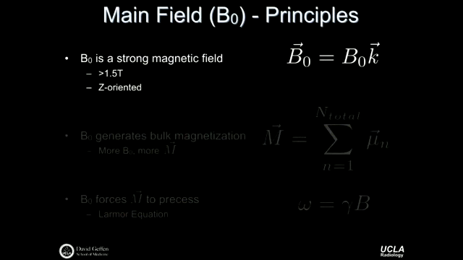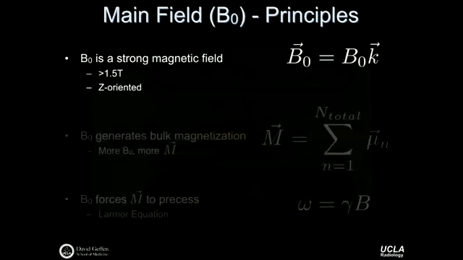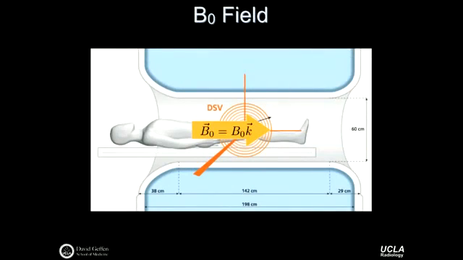Okay, so let's talk a little bit more about this B0 field. We talked quite a bit about it last time, but just a few more comments about it. Mathematically, this is what I want you to have in mind. The B0 vector field has a magnitude B0 pointing along the K direction, and we take the K to be this long axis of the scanner. And I should say that this is the so-called laboratory coordinate system.